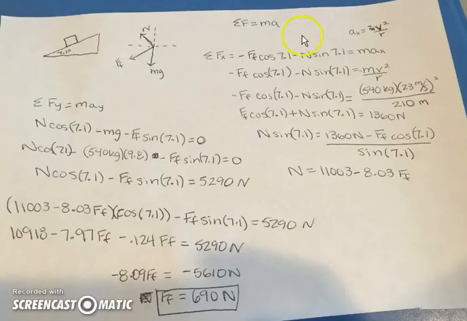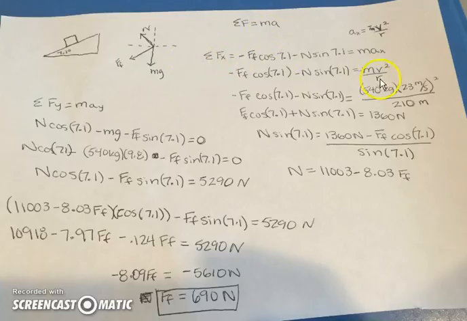Started out with the summation of the forces is equal to mass times acceleration. Broke that up into its x and y components, and similarly I took the friction force with its x and y component and the normal force and its x and y component. Mg just has a y component, so that's why it's over here, not over here.